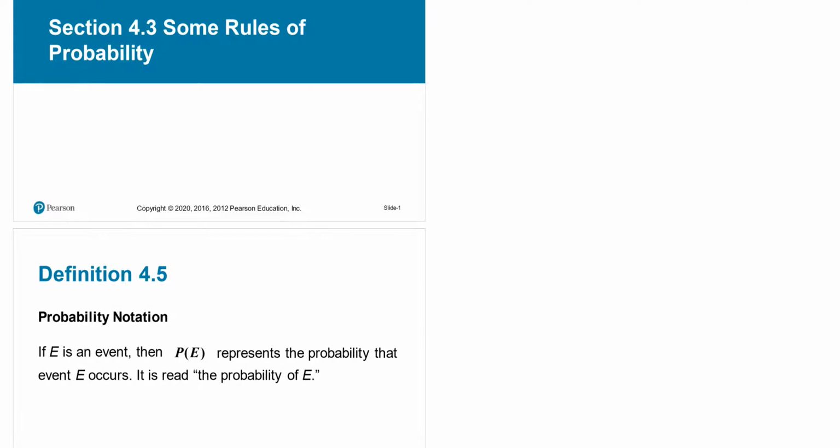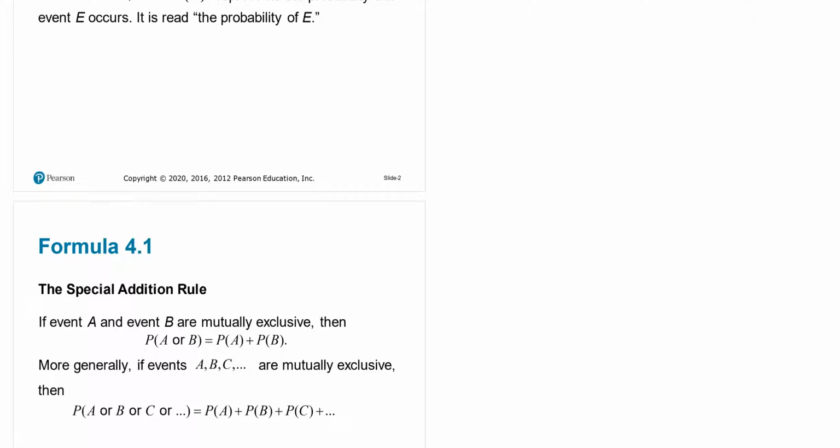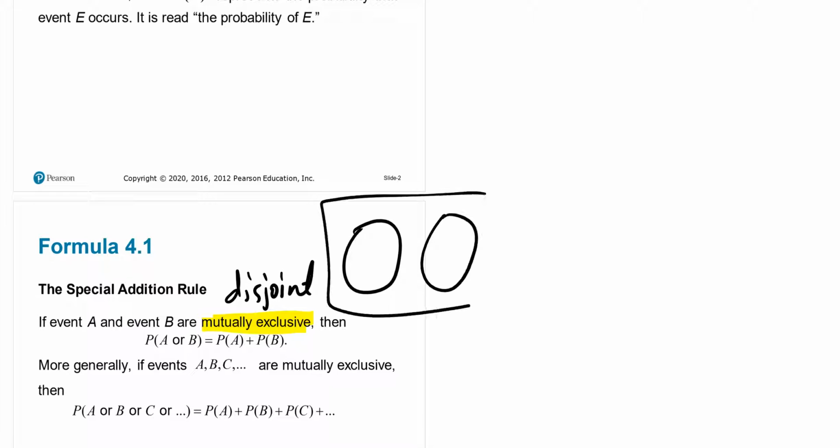The first thing we're going to talk about here is the special addition rule. The special addition rule says if two events are mutually exclusive, meaning they are disjoint, graphically like this, event A and event B, then the probability of A or B, where or means addition, is the probability of A plus the probability of B. This works not only for two events, but for n events. The probability of A or B or C, etc., is the sum of their probabilities.